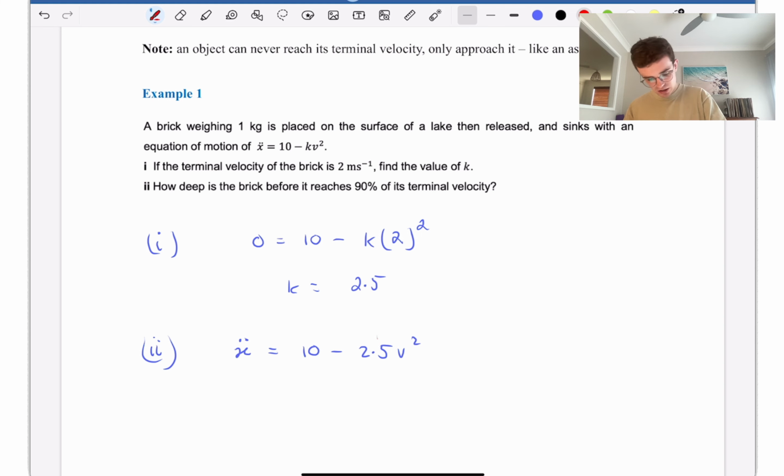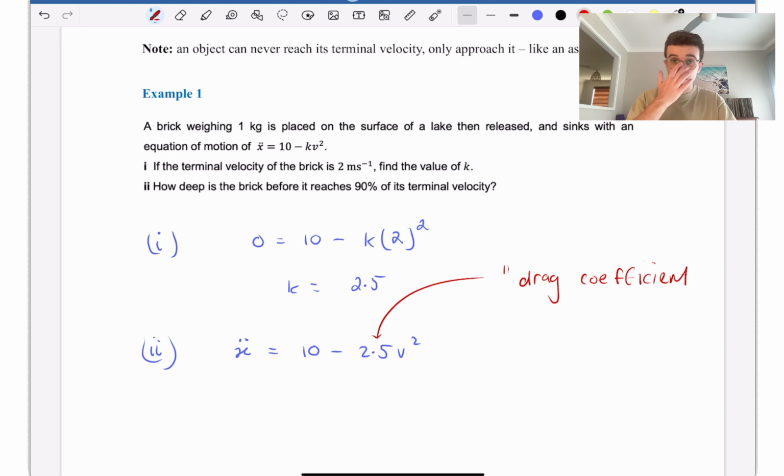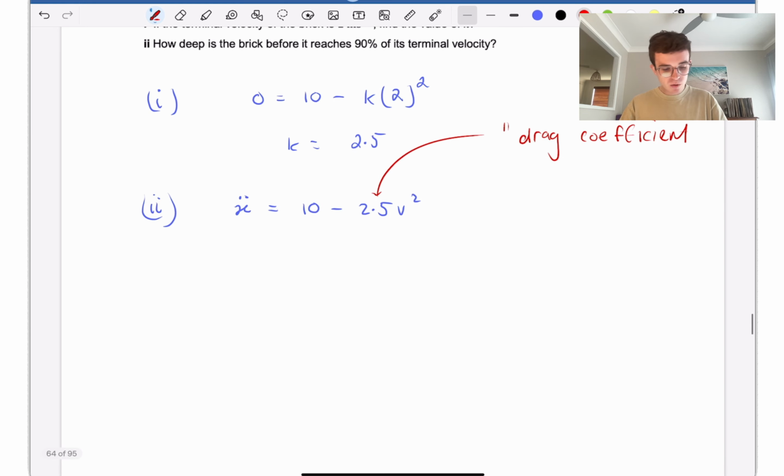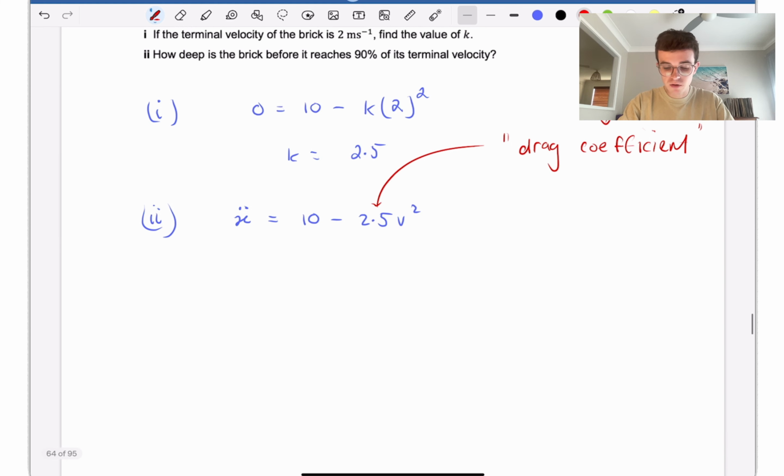Now this thing here is what we call the drag coefficient. It doesn't make sense, but the higher this number is, the more drag there is, and we call it the drag coefficient. In physics, you give it that symbol there, mu. Okay, and we want to know how deep is the brick when it reaches 90% of its terminal velocity.